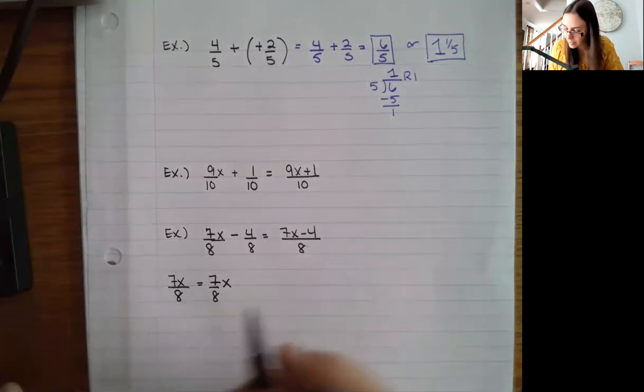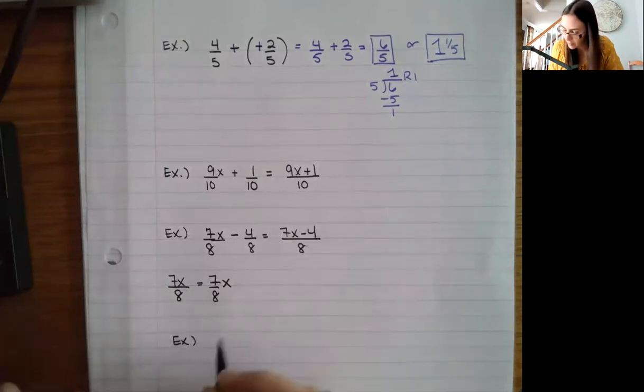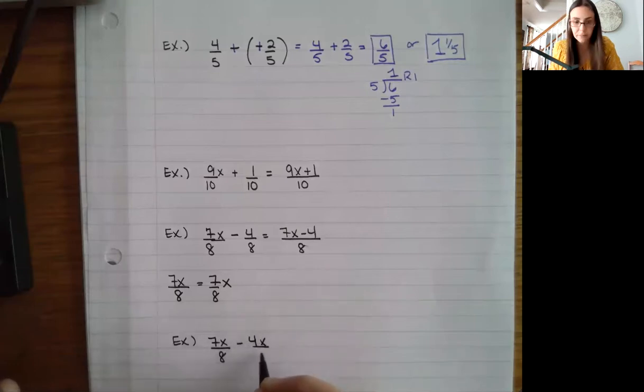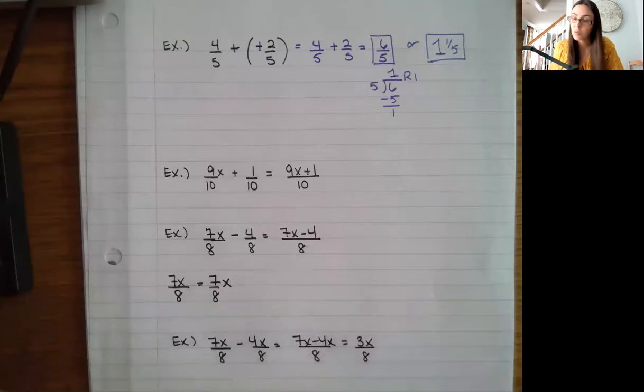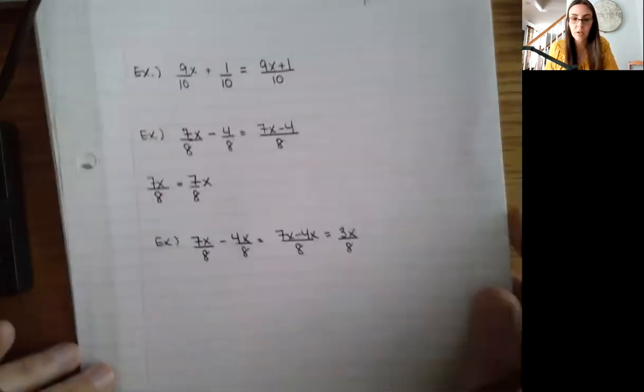If I had something instead like 7x over 8 minus 4x over 8, well, now I have 7x minus 4x, and these are like terms. So now I can go ahead and subtract. So again, you just want to be careful here as to what kind of problem we actually have.